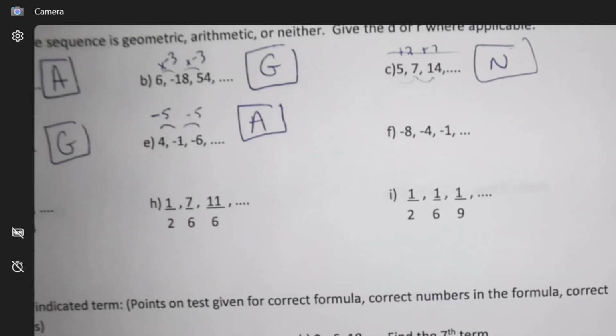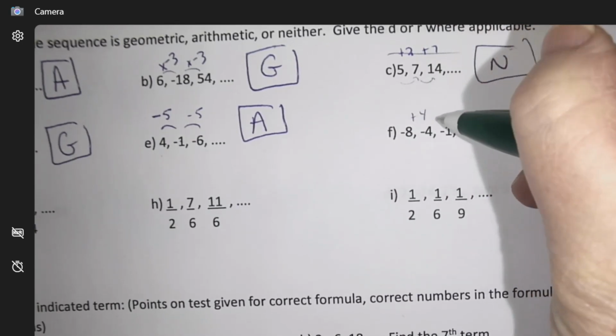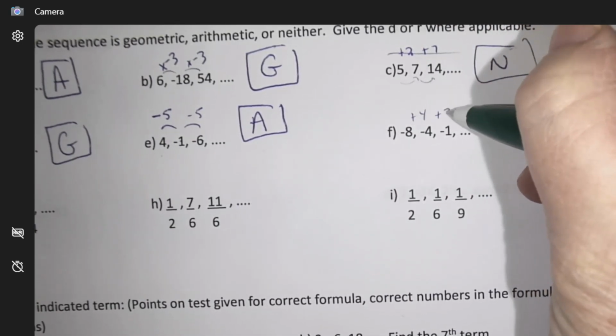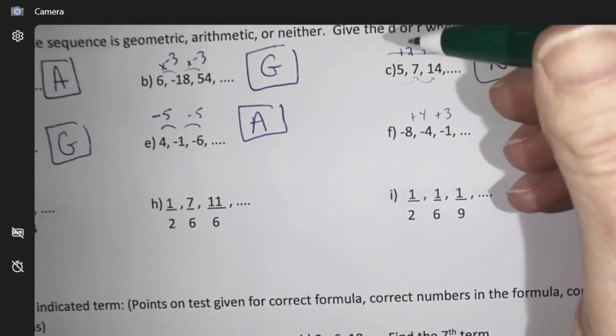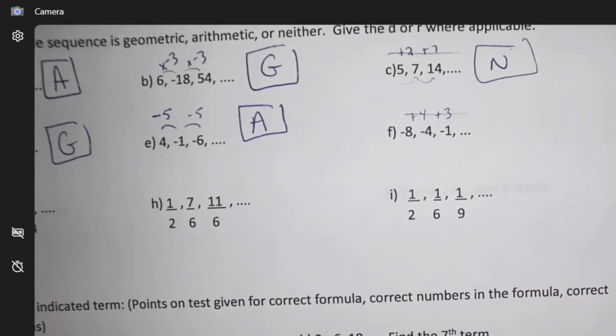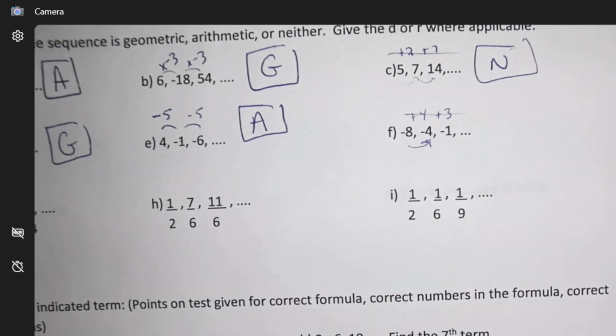Okay, on F, if I'm testing adding, this would be up 4, and this would be up by 3. So it's not arithmetic. So I'm going to test geometric. What am I timesing by? Does anybody know what I'd have to times by to go there?